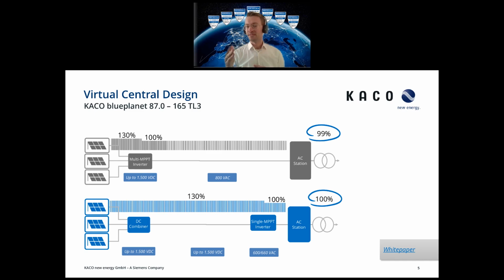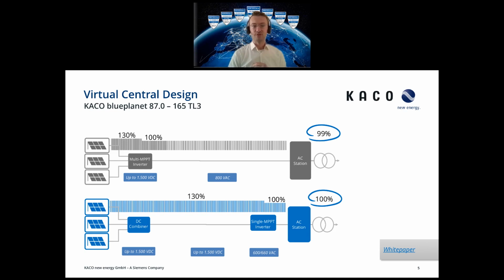That means that by the time that power gets to the AC station, I've lost somewhere around 1% of that energy that I'm then not able to feed into the grid. So this distributed design ensures that I'm basically never able to feed 100% of my inverter's output into the grid for the lifetime of my project.